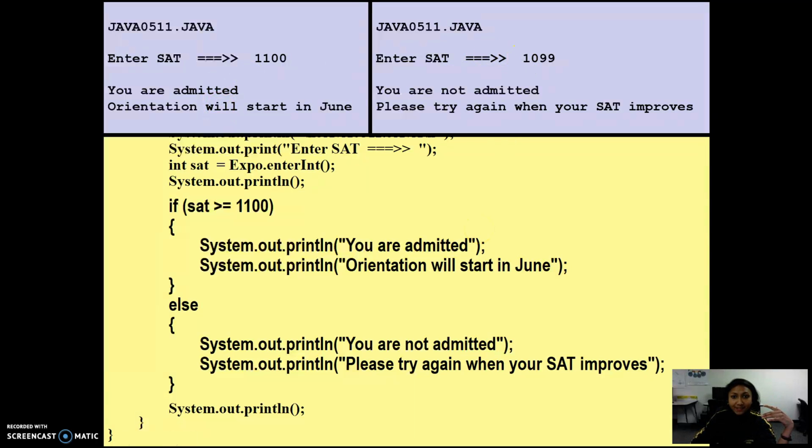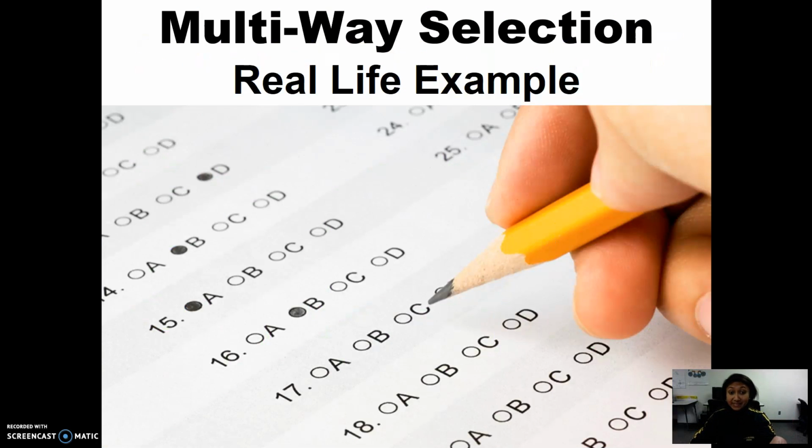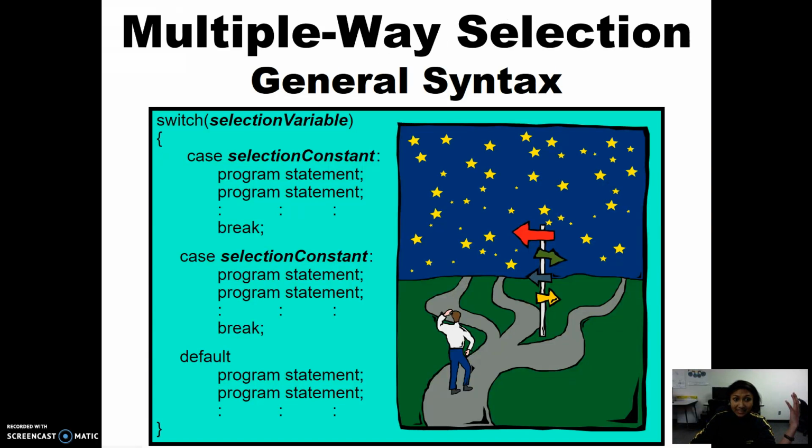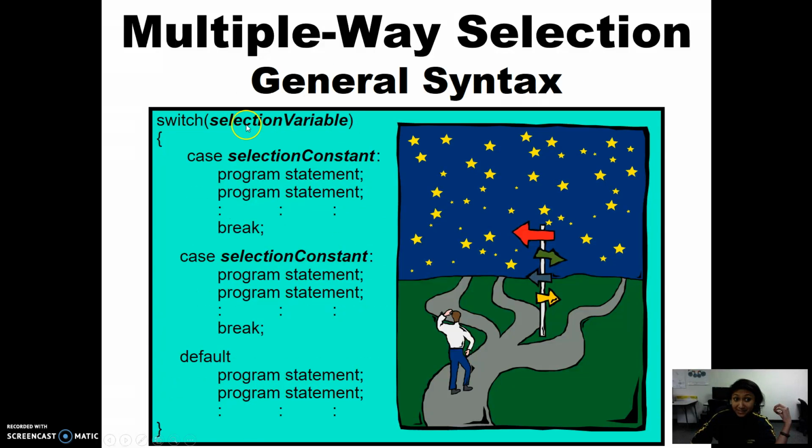Okay, moving on. Multi-way selection. So that was a two-way selection, okay? Well, what if you want your code to take multiple paths? What will that look like in code? A real-life example would be something like a multiple choice exam, okay? This is the template. This is actually called your switch statement, where you have switch and then your brackets, and right here, this is not a conditional statement. This is a selection variable.